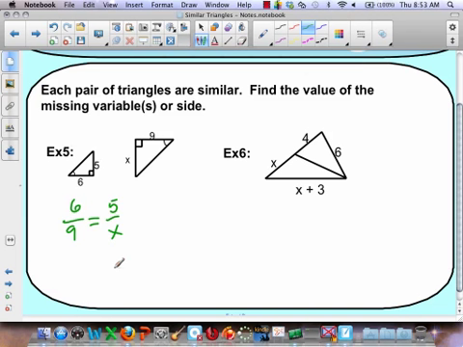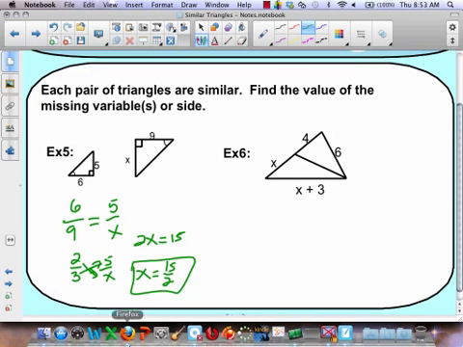Now one thing I'm going to recommend, especially when you're using proportions, is to always simplify. So 6 over 9 can be reduced down to what? 2/3. And now it's a little bit easier to cross multiply. So we get 2x equals 15, and therefore x is 7.5.